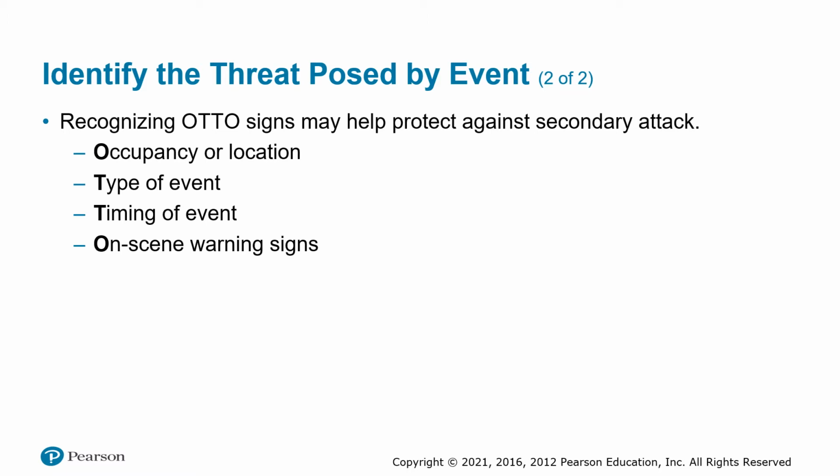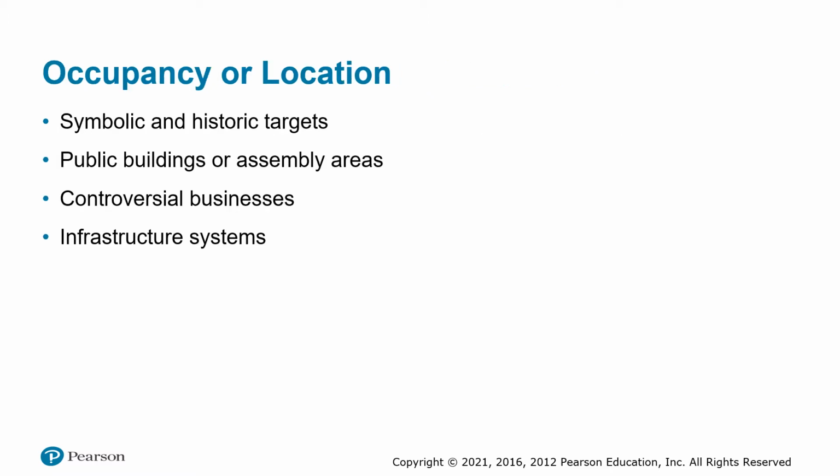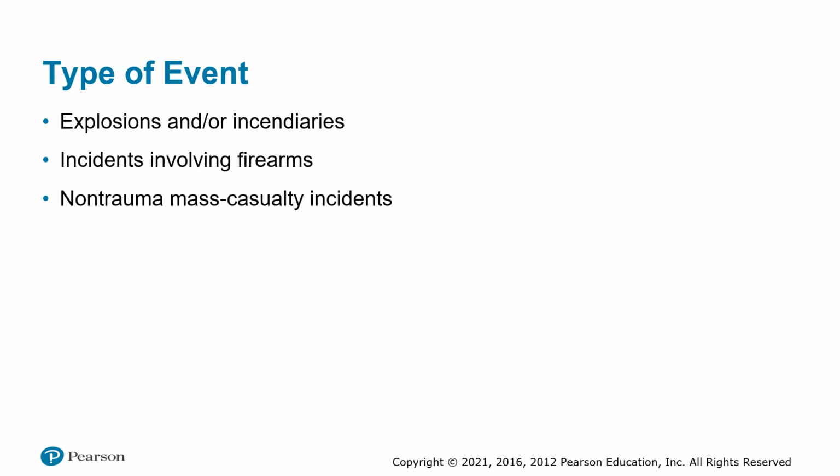So you want to look at the occupancy or location, the type of the event, the timing, and any kind of on-scene warning signs. Occupancy or location: symbolic and historic targets, public buildings, controversial businesses, and infrastructure systems. The type can be explosions or incendiaries, incidents involving any kind of firearm, and non-trauma mass casualty incidents as well.